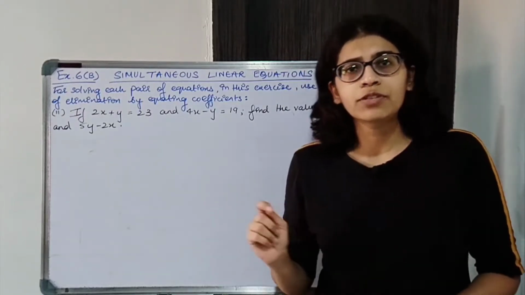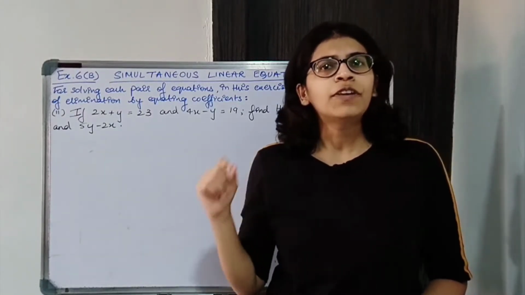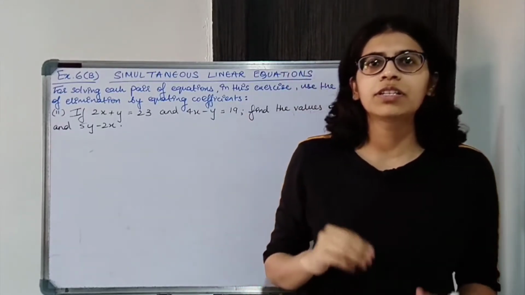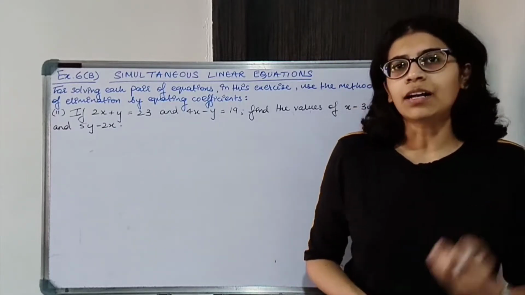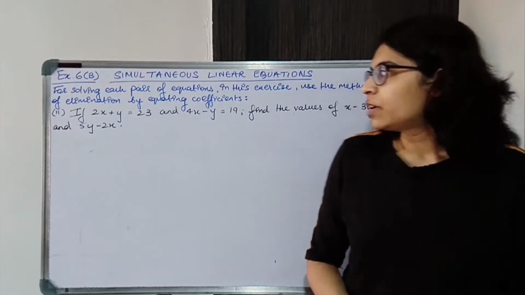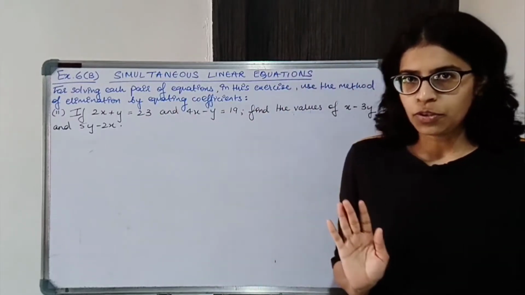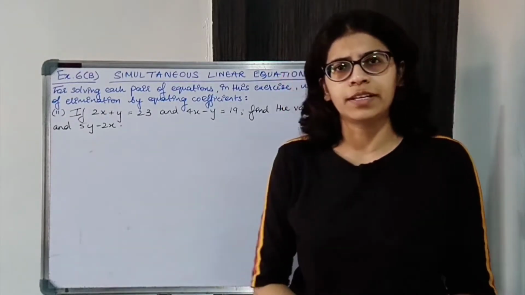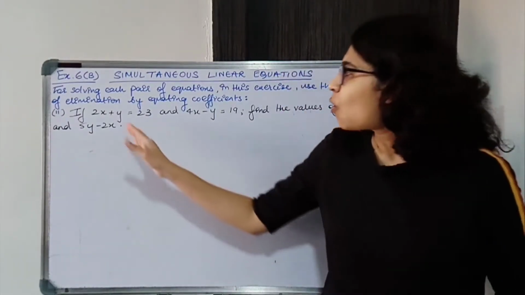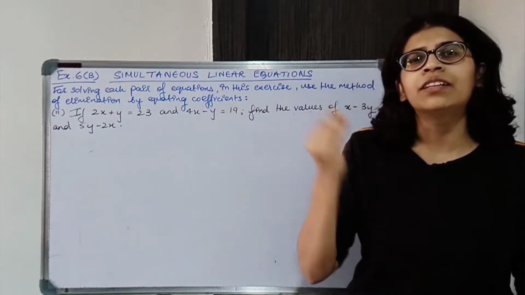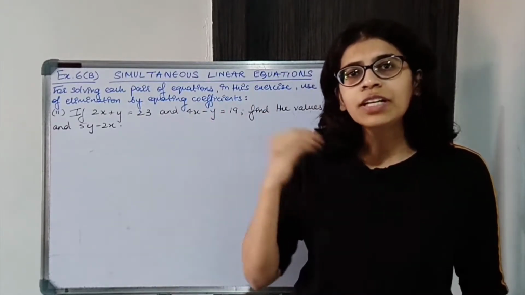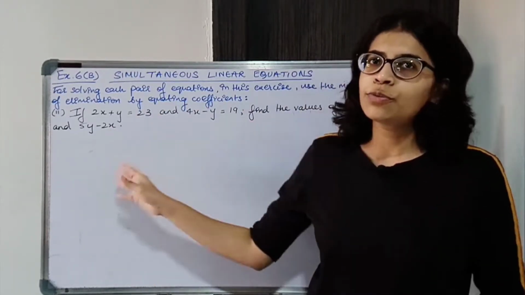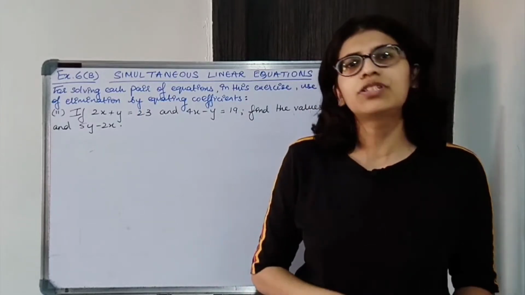Now, before moving on to the question, we have to use the method of elimination by equating coefficients. That is the method that we have used so far for all the sums of this exercise. We will use that method only. Now, we are given two equations, and we have to find the value of x minus 3y and 5y minus 2x. Very easy. Solve these two equations and on solving you'll get the value of x and y. Once you get the value of x and y, you just have to substitute in these two expressions, and on substituting you will get the values. Alright, so it's very easy.